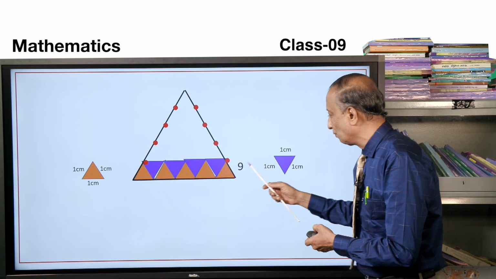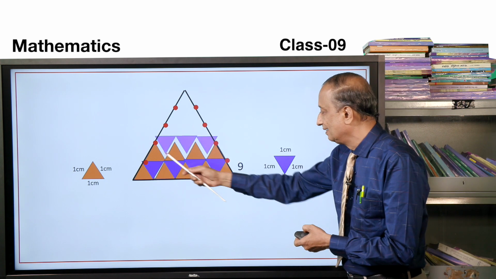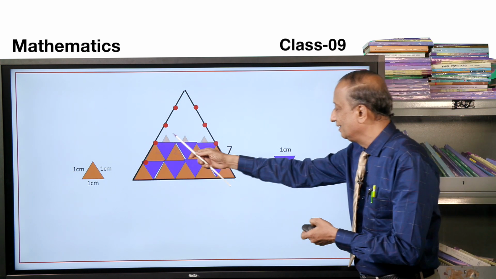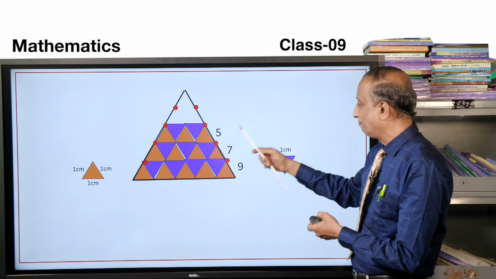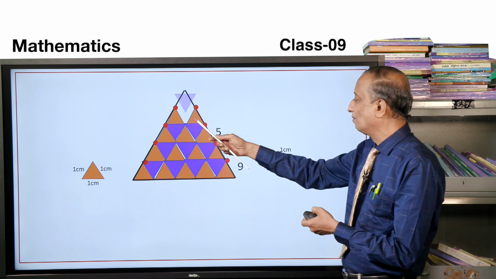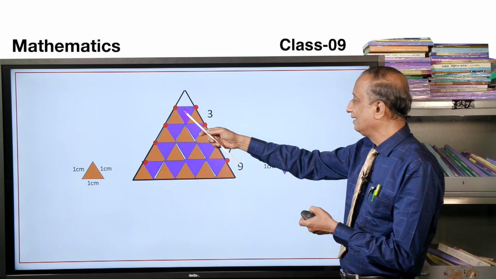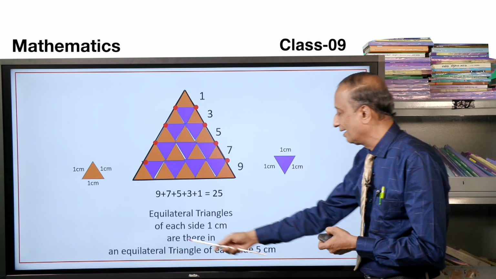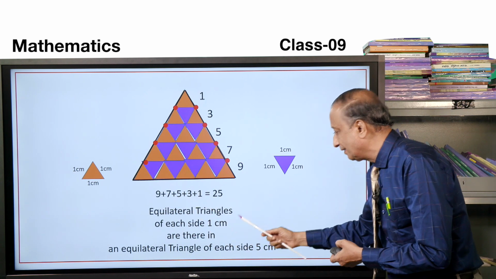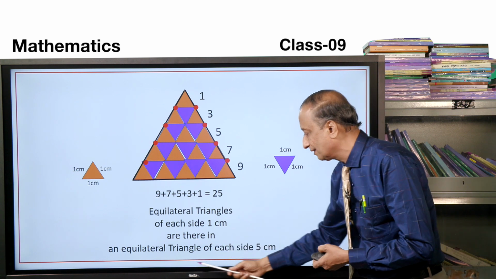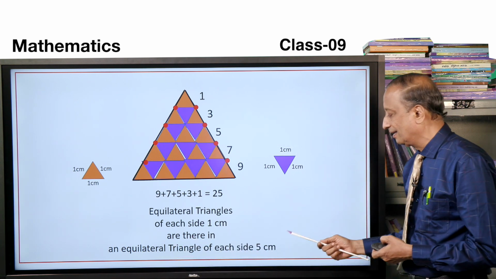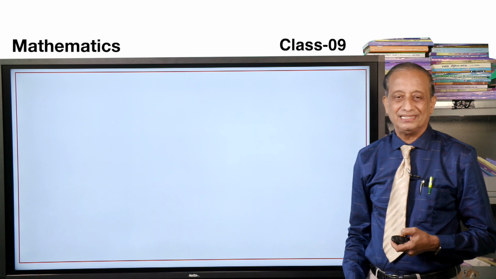So in the bottom row we have got 9 equilateral triangles. In the next row we have got 7. In the third row we have got 5. In the fourth row we have got 3. And finally we have got 1 equilateral triangle. So we have 25 equilateral triangles of each side 1 centimeter in another equilateral triangle of each side 5 centimeter.